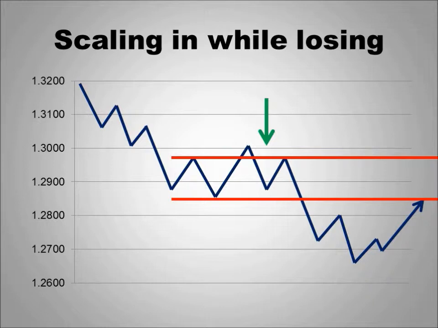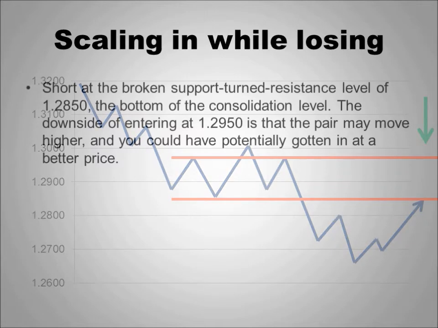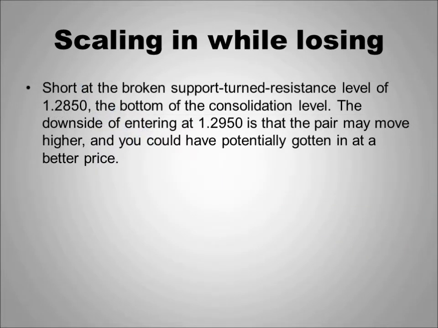However, we were wrong, and the market appears to be continuing its range, and it looks like the line of support has been breached, indicating that the market has gone bearish. And as we can see, the market appears to have reversed itself a little bit. So, short at the broken support turned resistance level of 1.285 at the bottom of the consolidation level.